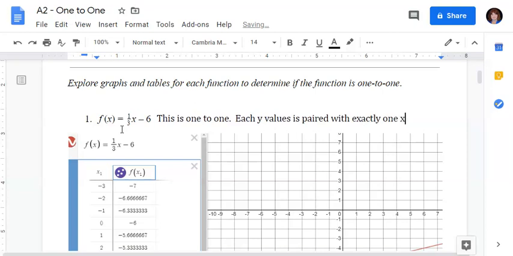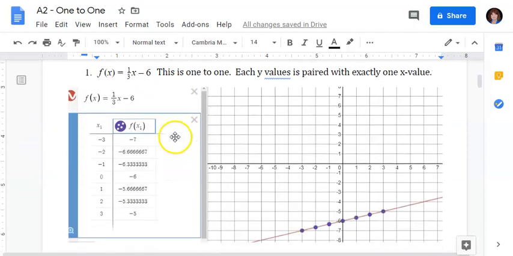Each y value is paired with exactly one x value. Now, something you may have thought about is if it's a line, is every line 1-to-1? Well, no, not every line. If a line is increasing or decreasing, then it will necessarily be 1-to-1, because that means the y values will continue to change as x changes. But if you have a horizontal line, then all the y values are the same number. So for horizontal lines, we do not have a 1-to-1 function because the y values, of course, repeat.